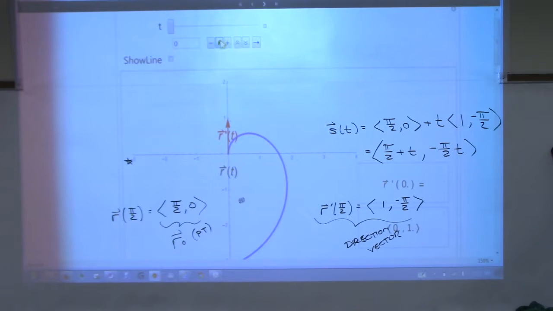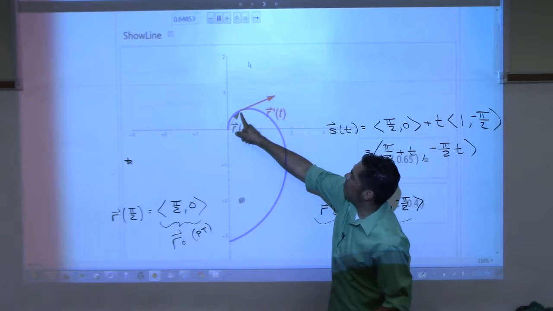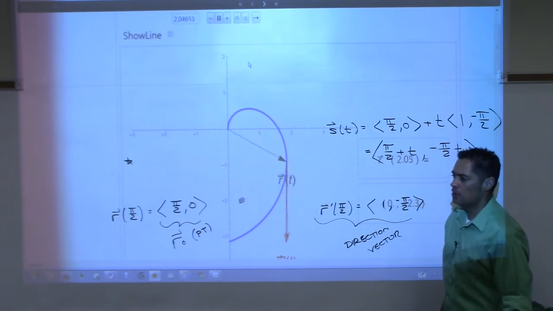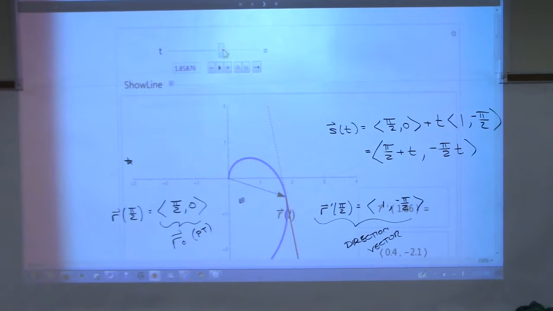And so you start out, and you move around. Let's slow this down. What I have the computer drawing here is not only the vector r of t, which is the black vector, which gets you to the point, but also r prime of t, which is the tangent vector. So you can see how the r prime vector runs tangent to the curve the whole time.